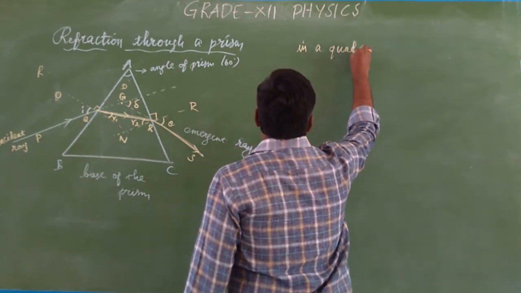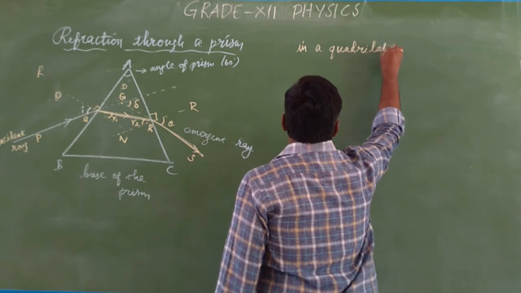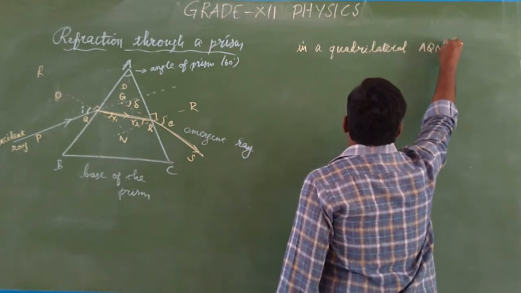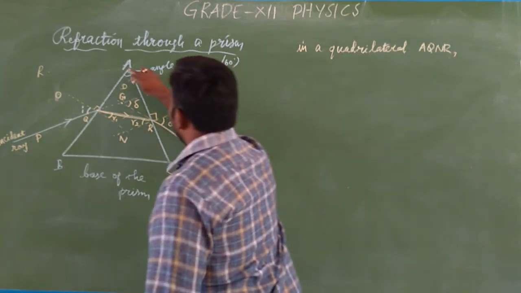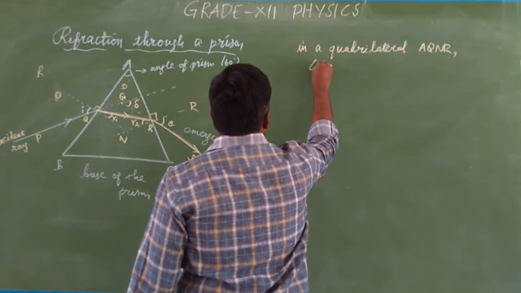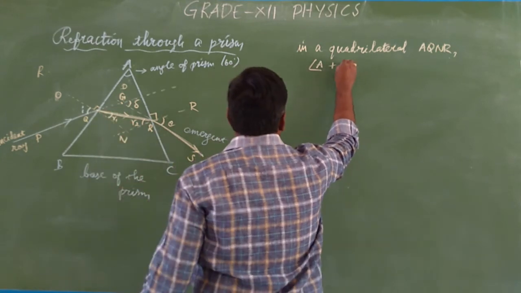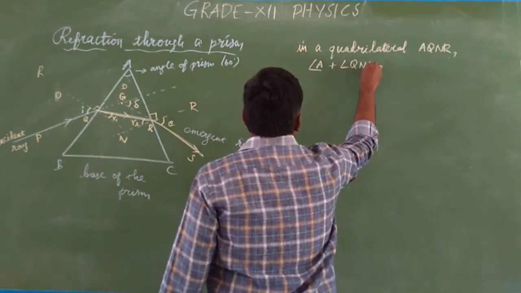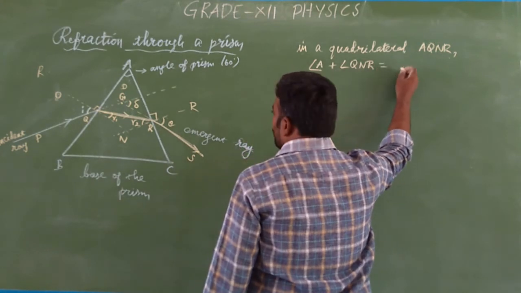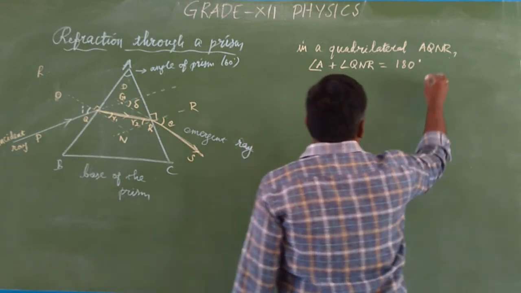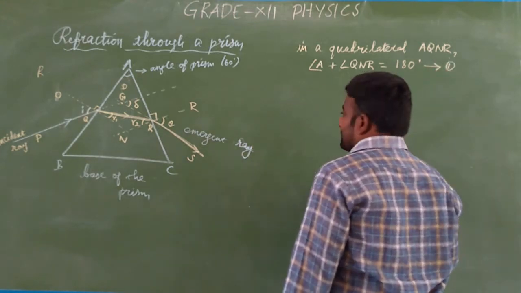In the quadrilateral AQNR, the sum of the angle of the prism and angle QNR is equal to 180 degrees. This is equation number 1.